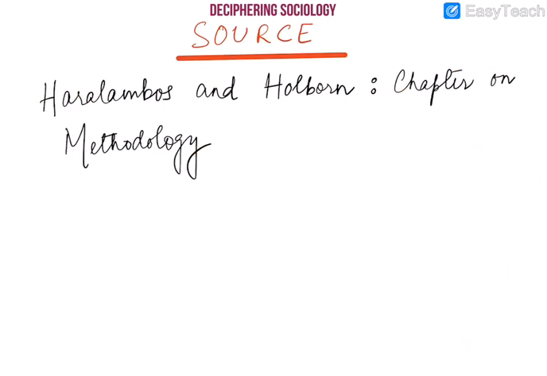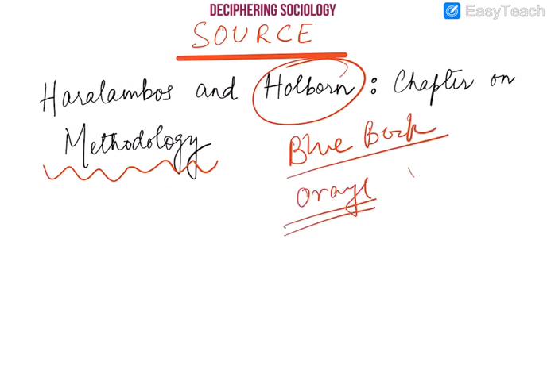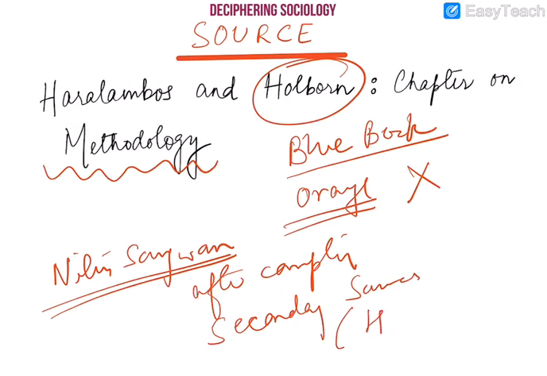So these are the methods that we studied for primary sources, and we are doing it from the methodology chapter of Haralambos and Holborn, which is the blue book. The orange book has very few of the methods and does not include all the methods, therefore please do not read it, read the blue book. And regarding Nitin Sangwan, I would suggest that you go through this book after completing the secondary sources from Haralambos and Holborn. Do it in the last phase of your preparation of this topic, just glance through it.